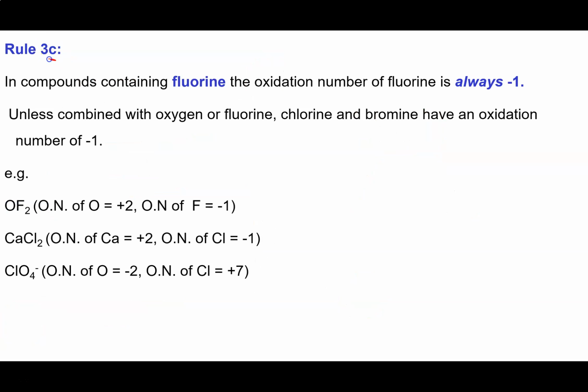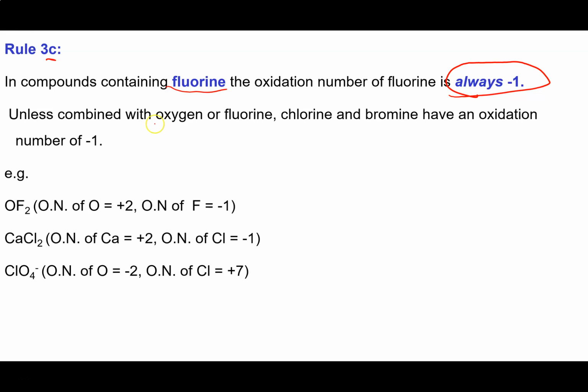Okay, the third rule concerns the oxidation numbers of the halogens. The first part of this rule is really simple. It says that in compounds containing fluorine, the oxidation number of fluorine is always, without exception, -1. So whenever you see fluorine in a compound, you can just automatically go ahead and give it the oxidation number of -1. And then the second part of this rule is concerning the other halogens.